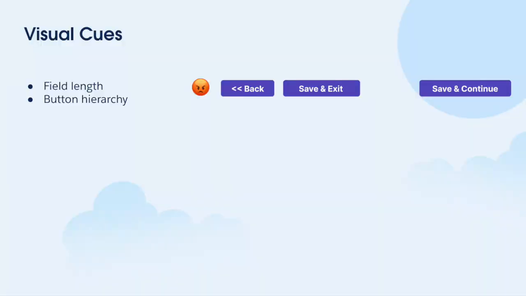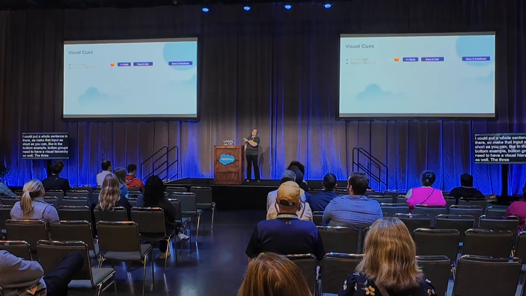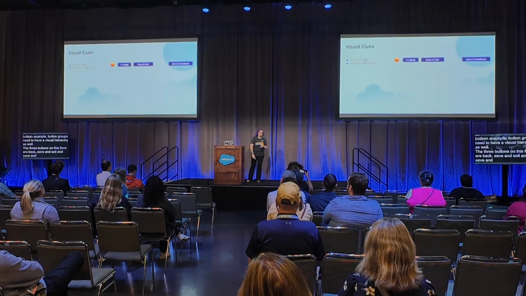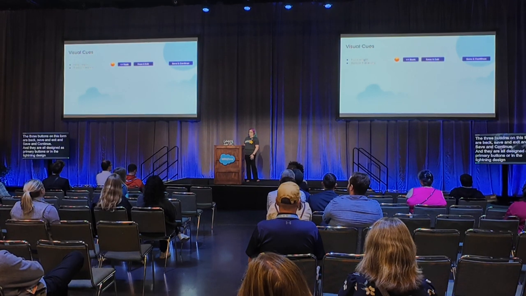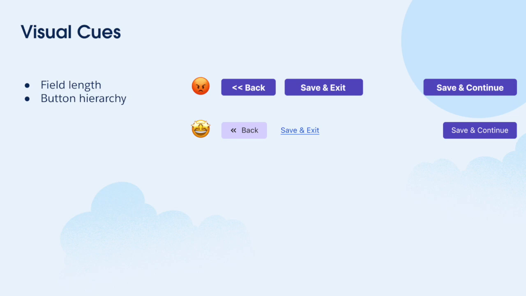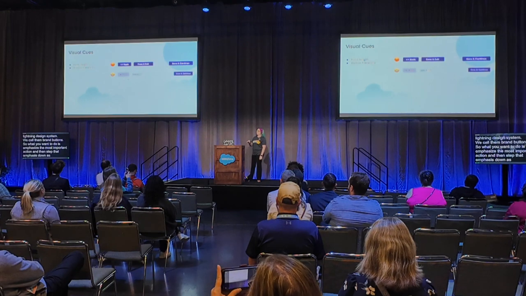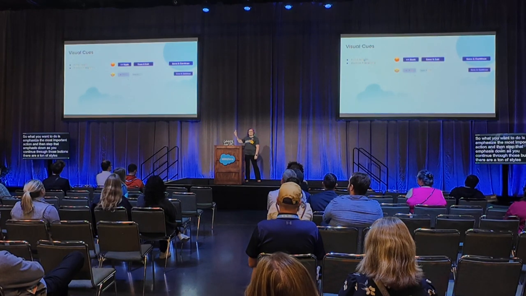Button groups need to have a visual hierarchy as well. The 3 buttons on this form are back, save and exit, and save and continue, and they are all designed as primary buttons, or in the Lightning Design System, we call them brand buttons. So what you want to do is emphasize the most important actions and then set that emphasis down as you continue through those buttons. There are a ton of styles already in the Lightning Design System.